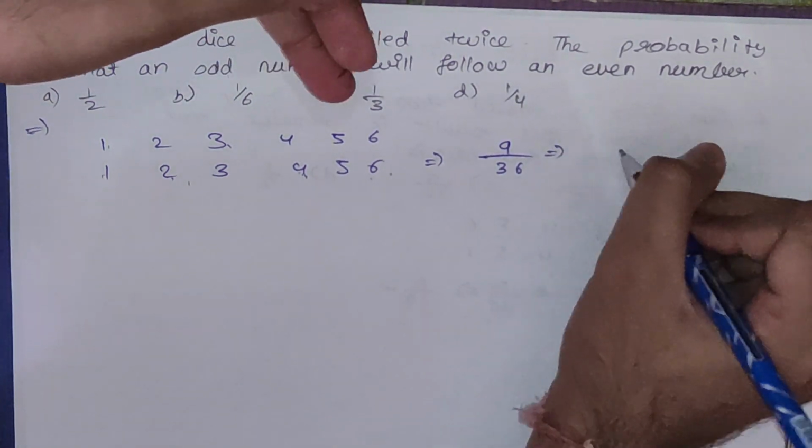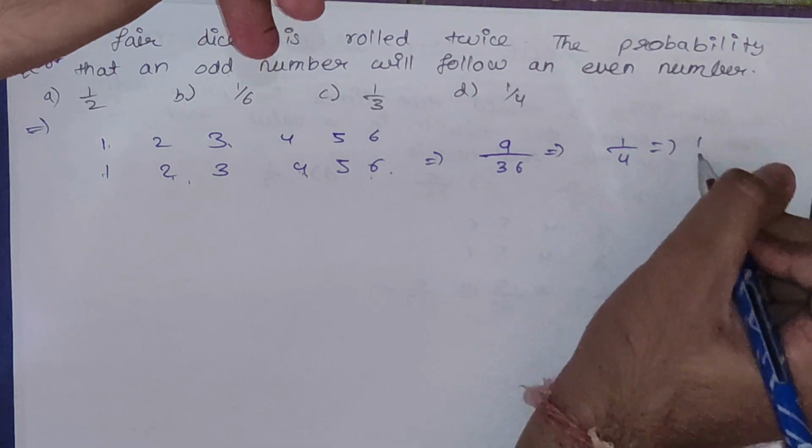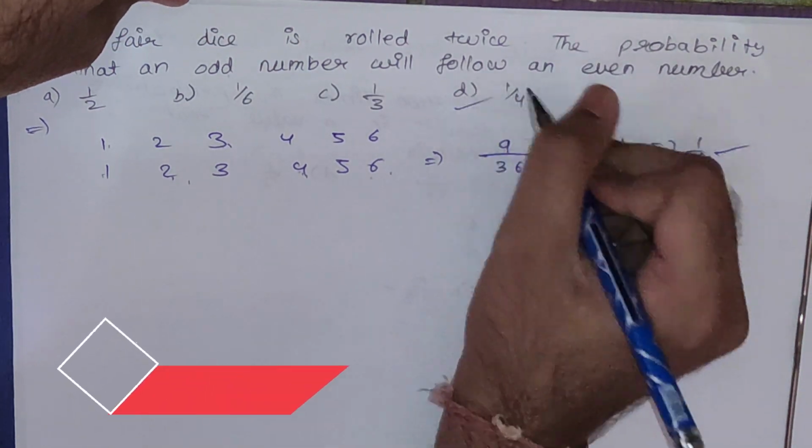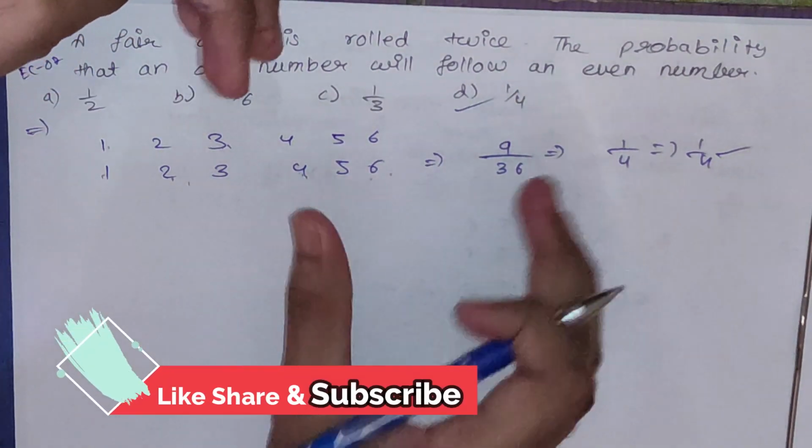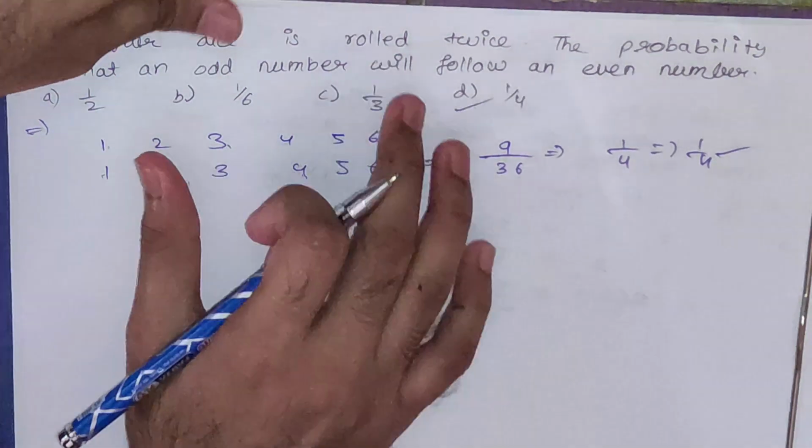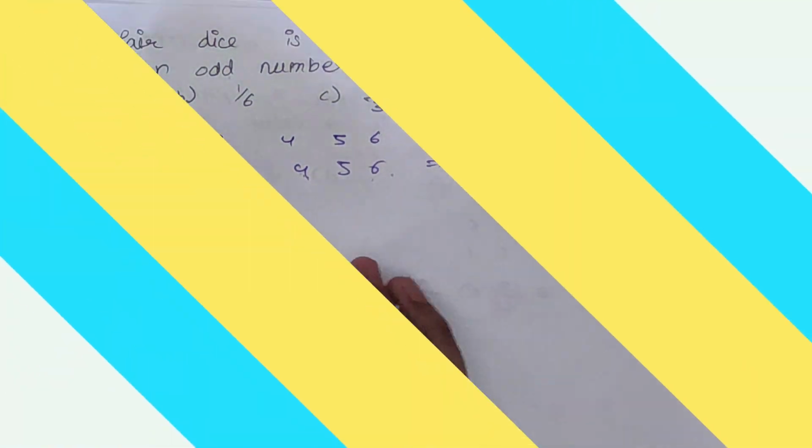Okay, so the answer will be 9 ones are 9 fours. So 1 by 4 is your correct answer. So D is your correct answer. So you can see, if you know this trick, you can solve this type of sum in just 5 to 10 seconds. Now let's see this sum.